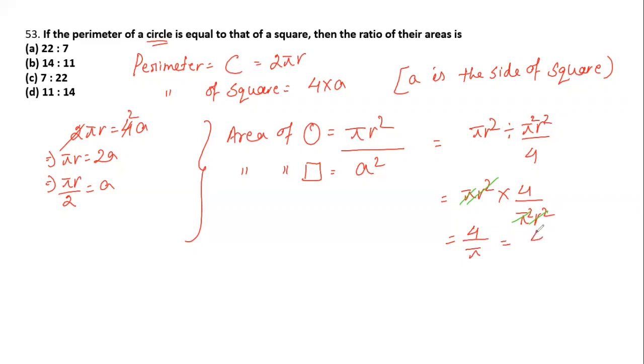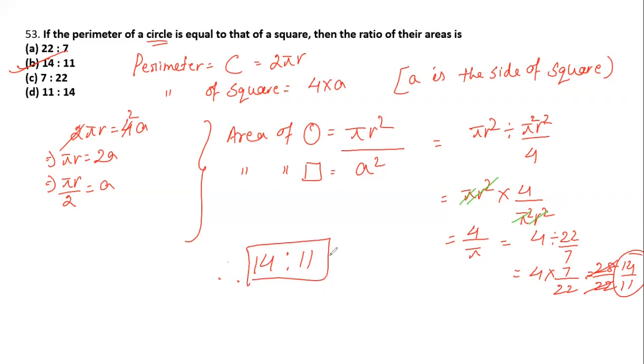So 4 upon pi means 4 divided by 22 upon 7, that is 4 multiplied by 7 upon 22. So 28 upon 22. After simplifying, 14 upon 11. So the final answer is 14 upon 11. That means the ratio is 14:11.